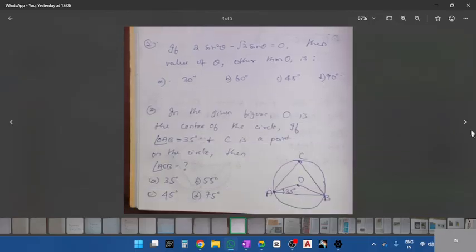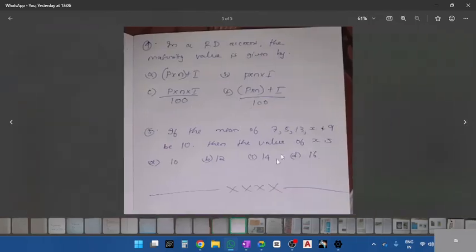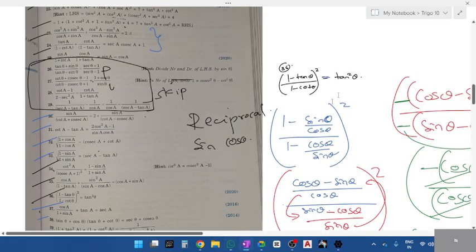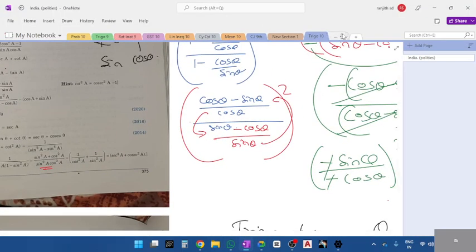Then these three questions. One mean question, basic question I've given. Okay, the formula, I'll tell you the formula: mean is equal to sum of observations divided by number of observations. Only for 1 mark, try this question. Fine, we'll start with new chapter, quadratic.